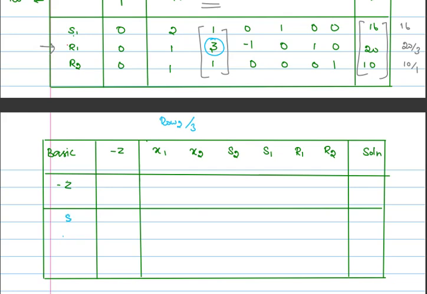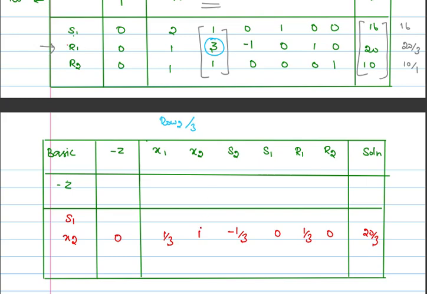So R1 becomes X1. You take S1 here, S1 here, and instead of R1 we get X2 as the new basic variable. Here divided by 3. So 0 divided by 3 is 0. 1 divided by 3 is 1 by 3. Here you will get 1 minus 1 by 3, 0, 1 by 3, 0, 20 divided by 3.